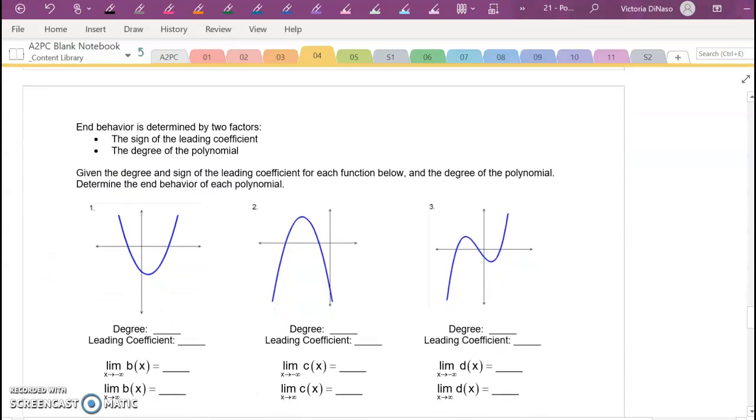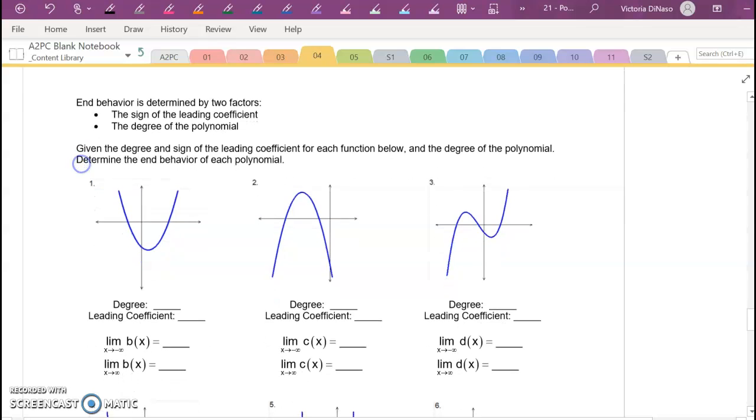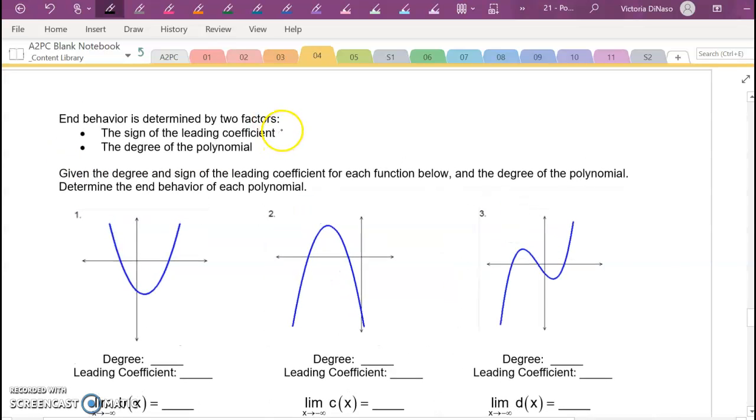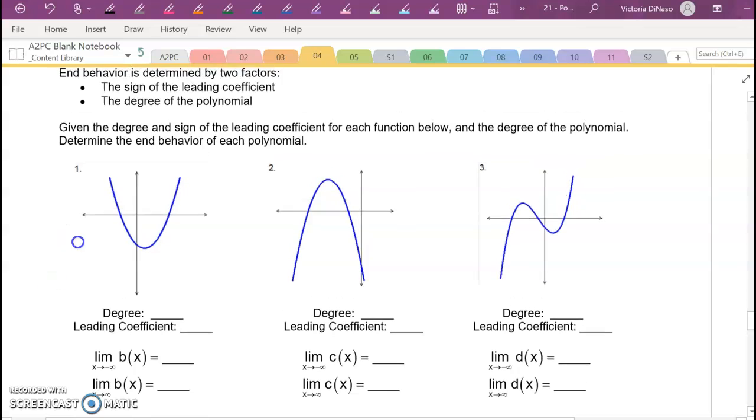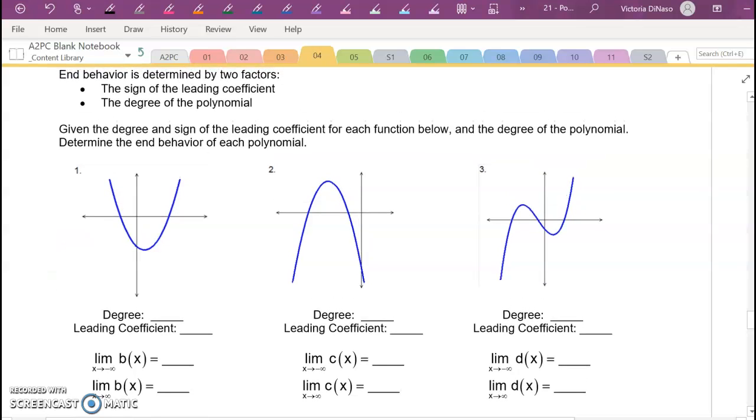The end behavior is determined by two factors. We have the sign of the leading coefficient. That's one of our factors, which is why we've been talking about it so much. And then we have the degree of the polynomial function. So degree also has a role in determining that end behavior. Right here for this number 1, we have our degree, and our degree is related to the zeros. So I can say that the degree is 2.